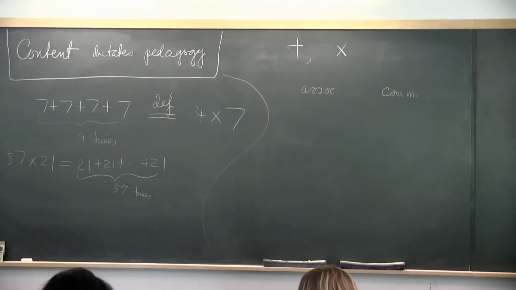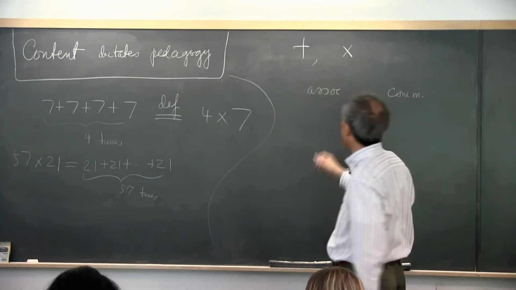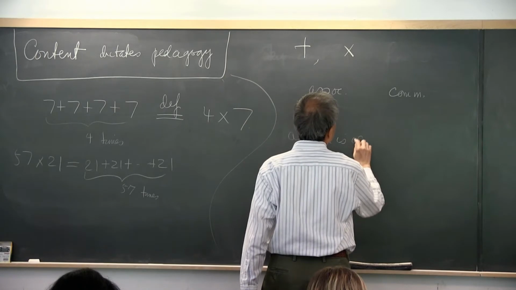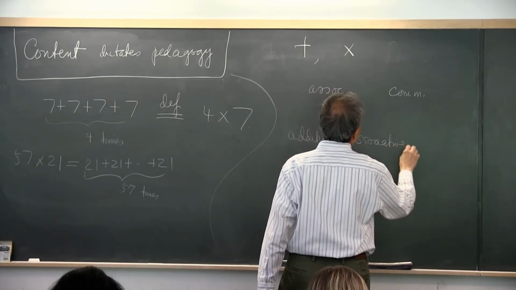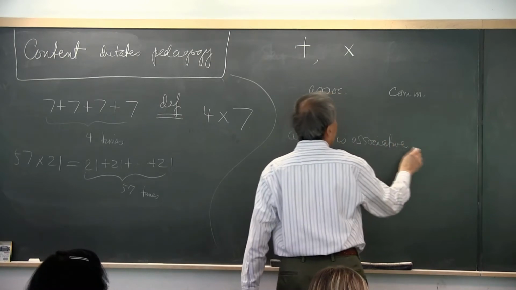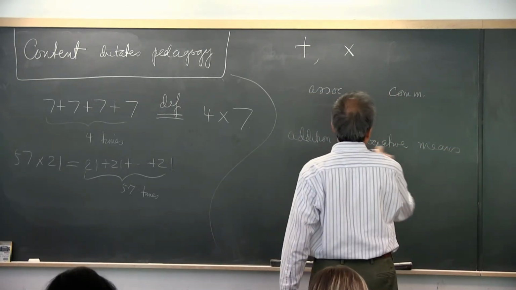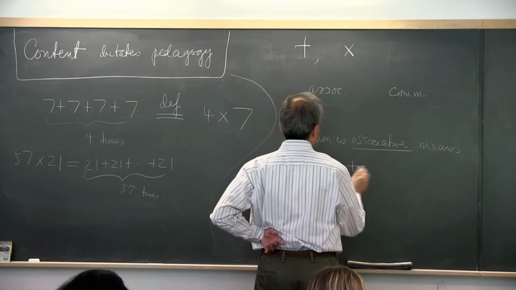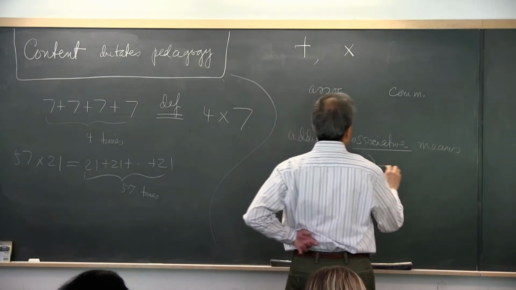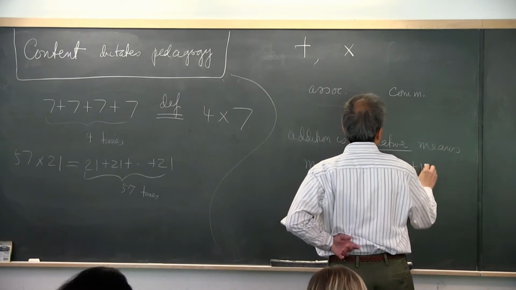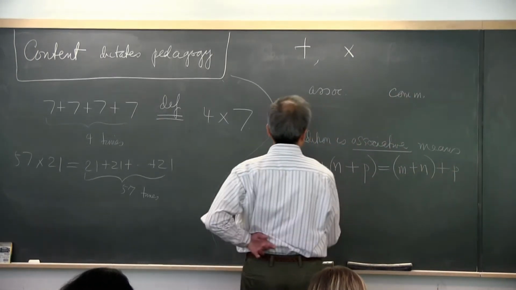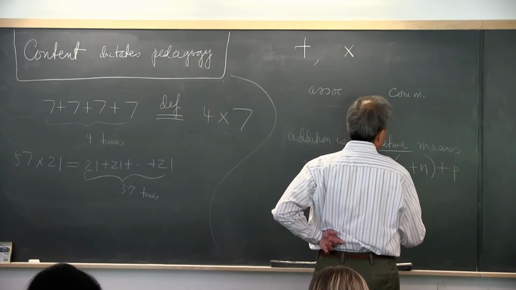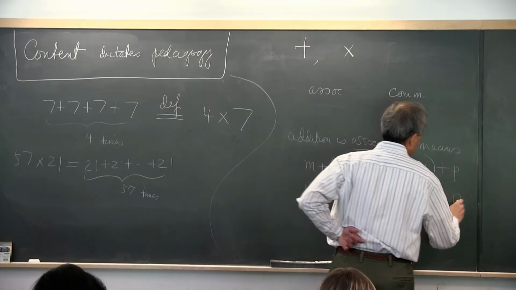What does that mean? To say that addition is associative, meaning it obeys the associative law, means that (M plus N) plus P is the same as M plus (N plus P) for all whole numbers M, N and P.